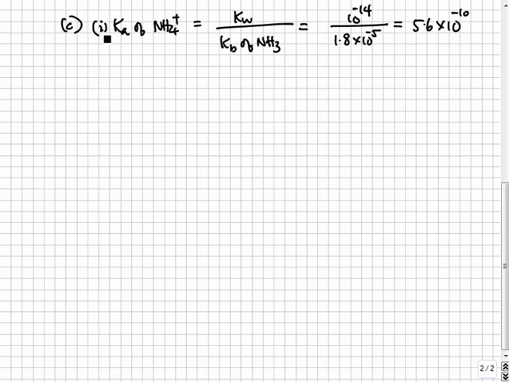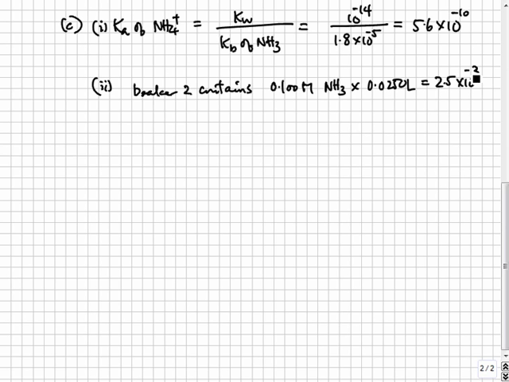In part 2, we need to do an ICE calculation, but in the mixture we'll have both NH4 plus and NH3 present. So to do this, we need to know the initial concentration of both of them. Beaker 2 contains 0.100 molar NH3. Multiplying that by the volume, which is 0.0250 liter, will give us the number of moles of NH3. And we can do the same to obtain the number of moles of the NH4 plus that was originally in beaker 3.